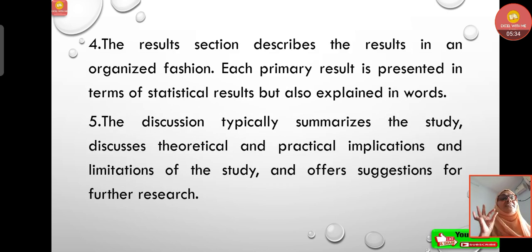The fourth one is the results section, which describes the results in an organized fashion. Each primary result is presented in terms of statistical results but also explained in words. The fifth one is the discussion, which typically summarizes the study, discusses theoretical and practical implications and limitations of the study, and offers suggestions for further research.